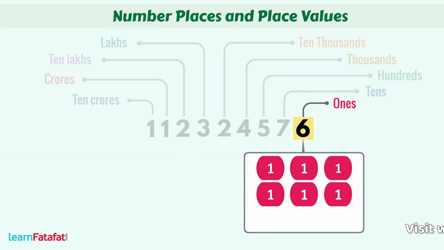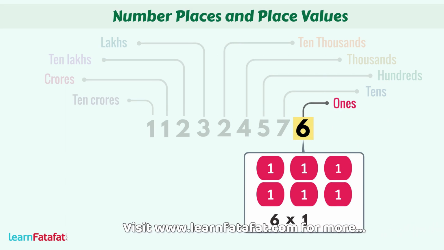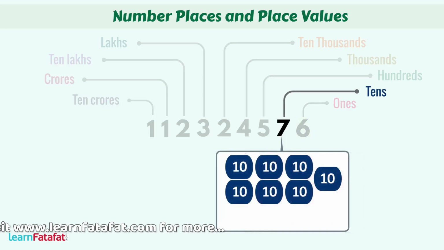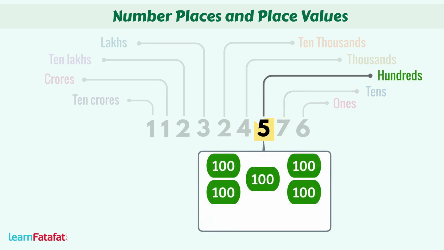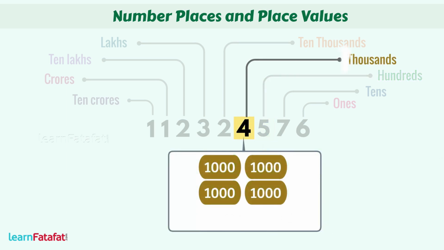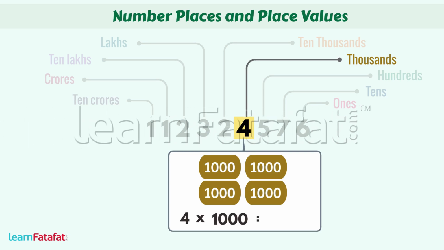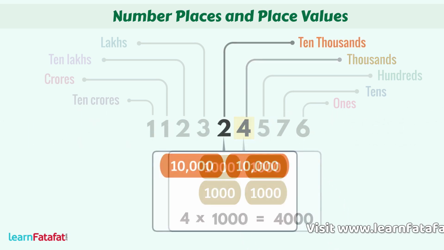So, the value of 6 at 1's place is 6 multiplied by 1, which is equal to 6. Similarly, the value of 7 at 10's place is 7 multiplied by 10, equal to 70. The value of 5 at 100's place is 5 multiplied by 100, which is equal to 500. The value of 4 at 1000's place is 4 multiplied by 1000, which is equal to 4000.